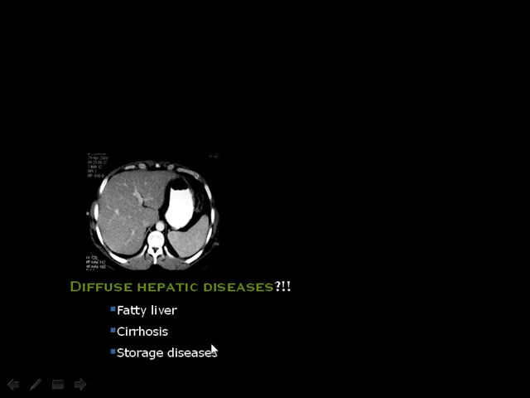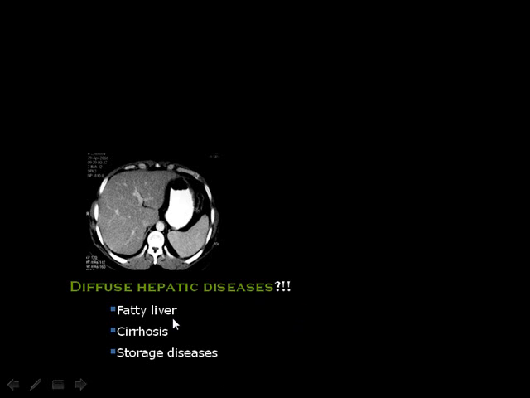Then, if you look at the liver, the liver may be involved by diffuse diseases. These are the three common lesions: the fatty liver, the liver cirrhosis, and the storage diseases like hemochromatosis and hemosiderosis. How can you diagnose these lesions? The first, the fatty liver.